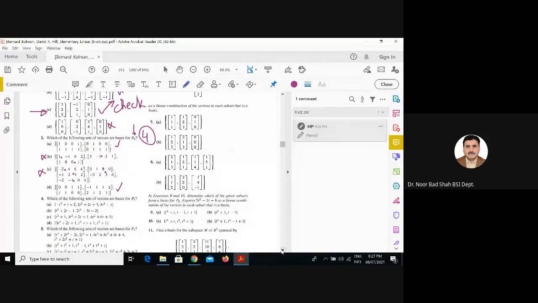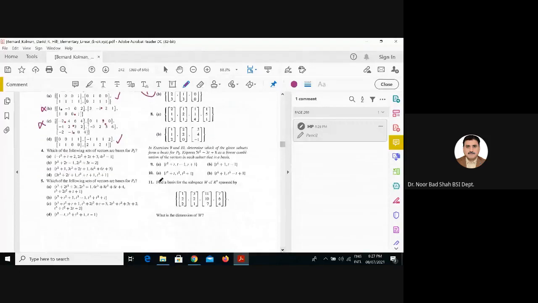Number 4. Which of the following sets of vectors are a basis for P2? You must remember, the dimension of P2 is 3. So its basis should contain 3 elements. Again, any set containing a number of elements not equal to 3 will not be a basis. This one contains 3 elements, so we're going to check this one. This one, no, because it contains 2 elements, so it cannot be a basis. You would check this one as well. And this one contains 3 as well, so you would check this one too.